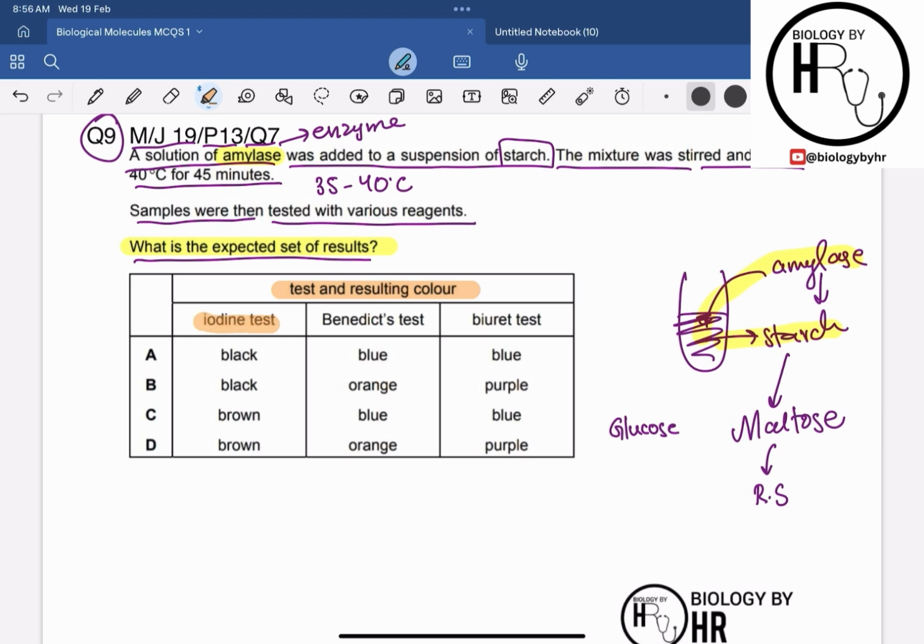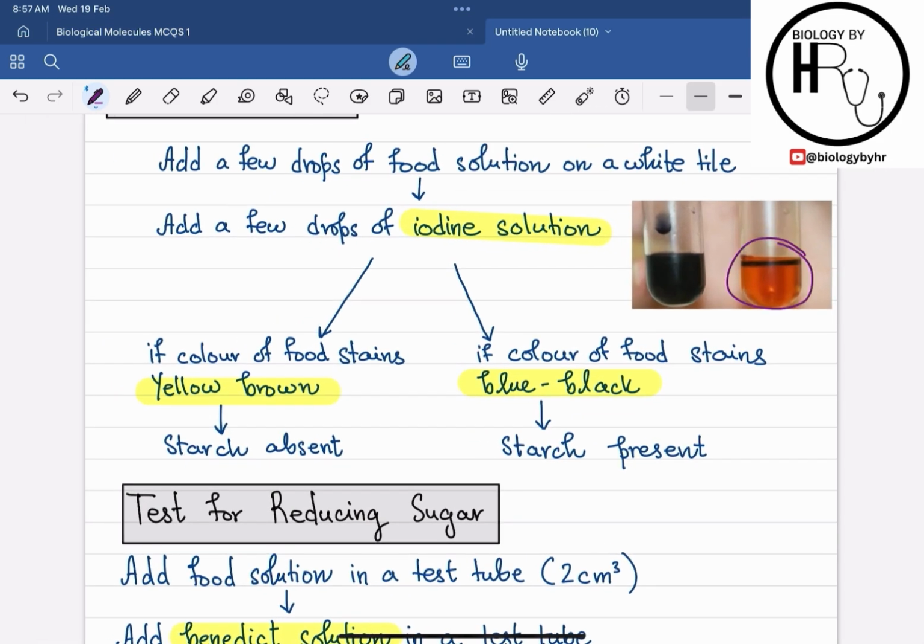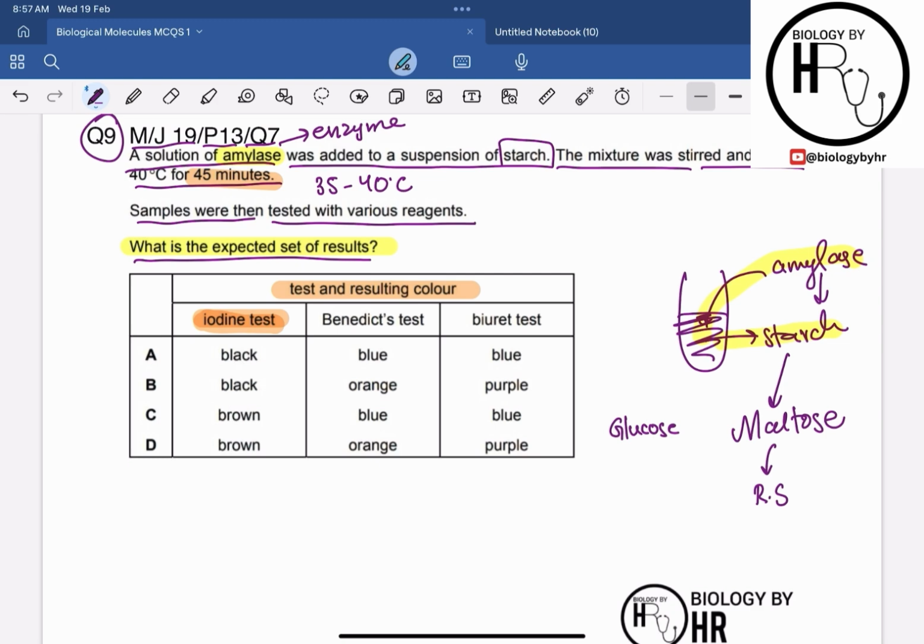If I do the iodine test, we are doing the test after the 45 minutes, right? We know that the iodine test is the test for the presence of starch. After 45 minutes, it is a high possibility that all of the starch may have been digested by the enzyme amylase, right? So there would be no starch present, and if no starch is present, we know that the negative result of the starch test is a yellow brown suspension, right? So the iodine test will be yellow brown.